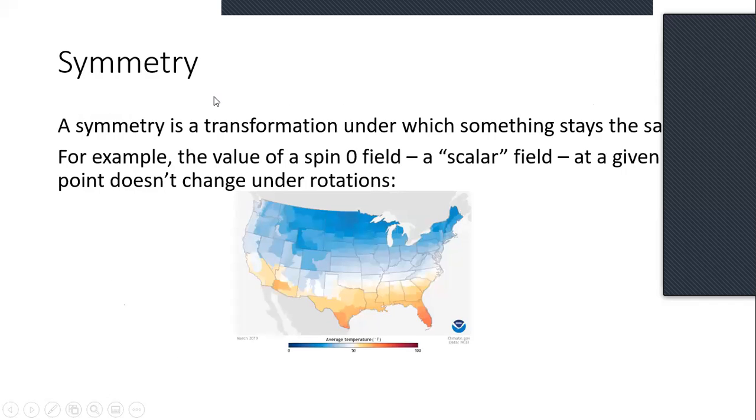A symmetry is a transformation under which something stays the same. So, for example, the value of a spin 0 field, which is known as a scalar field, at any given point doesn't change under rotation. So if we were to think of, for example, the temperature at New York, you can rotate your map and the value of that will stay the same.